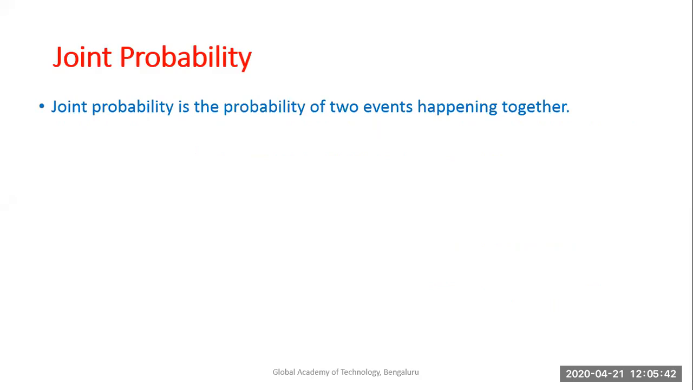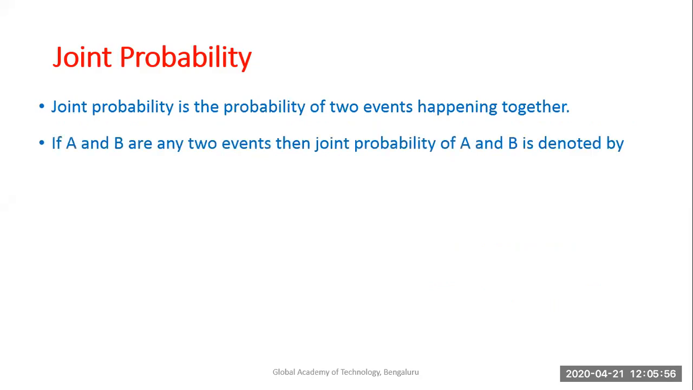Joint probability is the probability of two or more events happening together. Here we consider only two events. Suppose A and B are any two events, then the joint probability of A and B is denoted by P of A and B, which is equal to P of A intersection B.